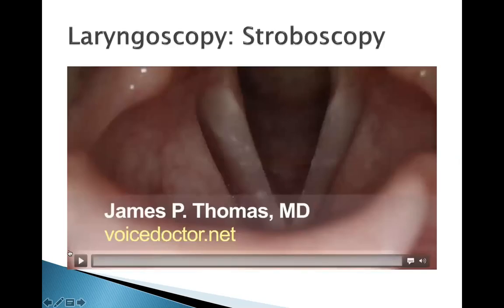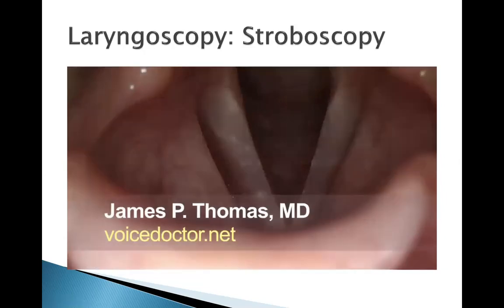This one I did show in lab. So again, if you don't want to see it, you can fast forward. Here is a look at some normal young female vocal cords during a stroboscopic exam.